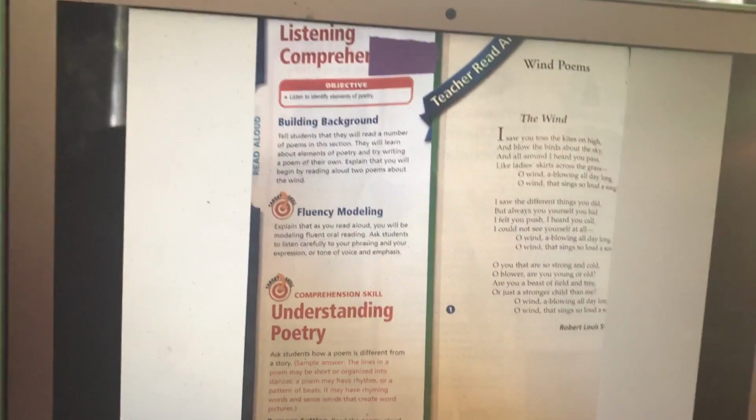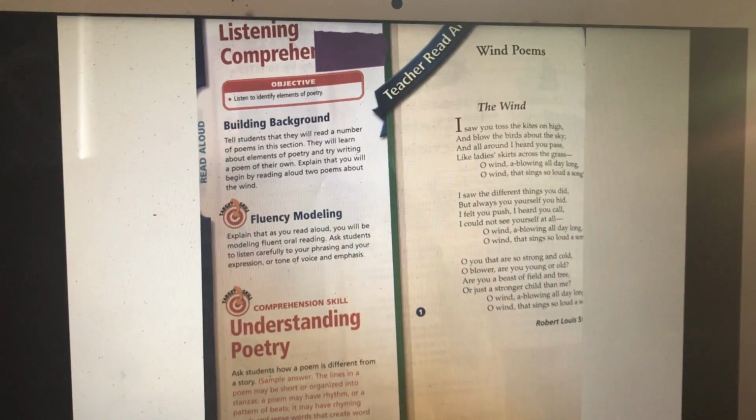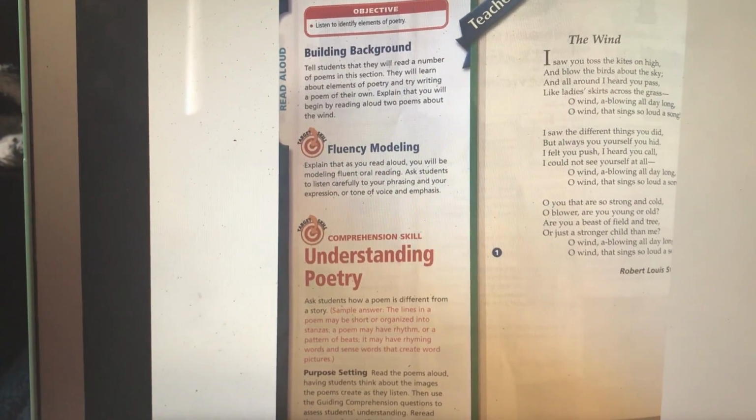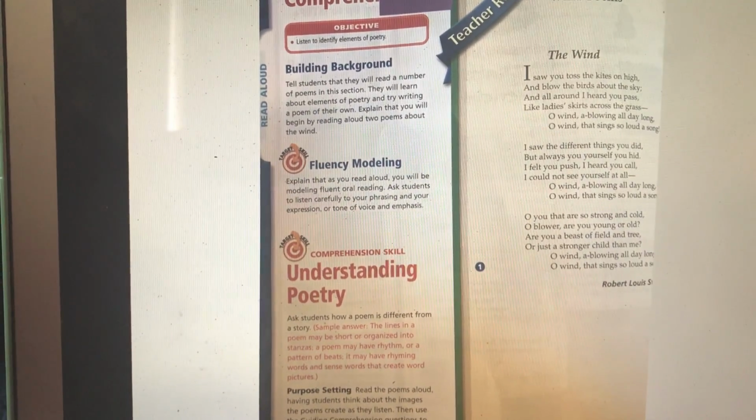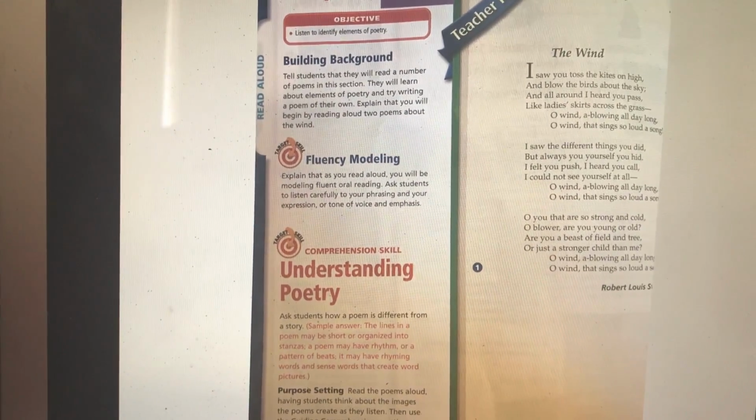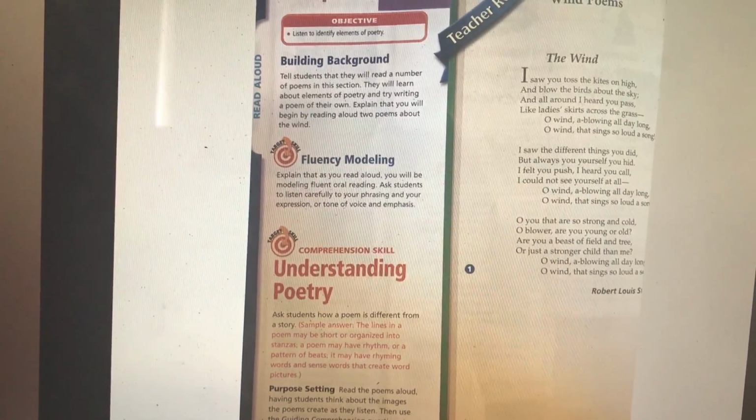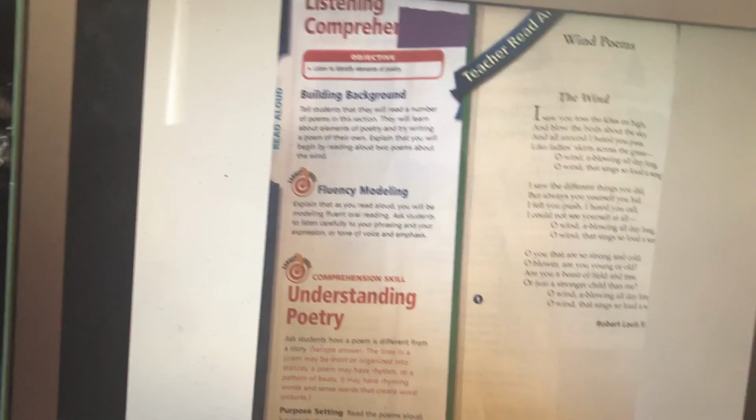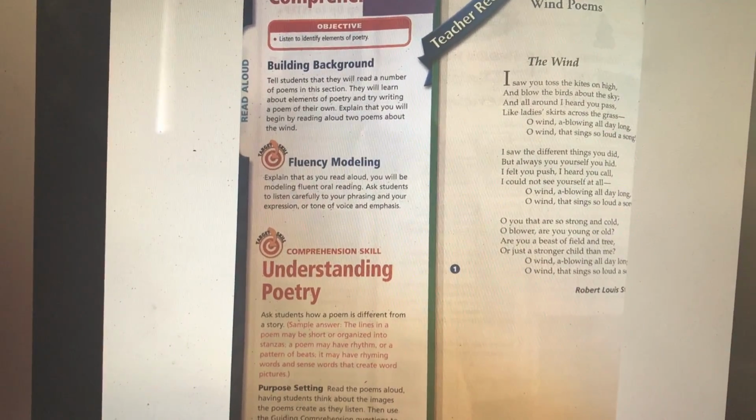This will be an example about what teachers will see in their core reader guide. It introduces the poem, and then it will ask comprehension questions, fluency modeling, and building background information. For building background information, the teacher will introduce students to the idea that they will be reading a number of poems in this section, and they will also be learning about the elements of poetry and try writing a poem of their own. A comprehension question would be that we are to ask our students how a poem is different from a story.